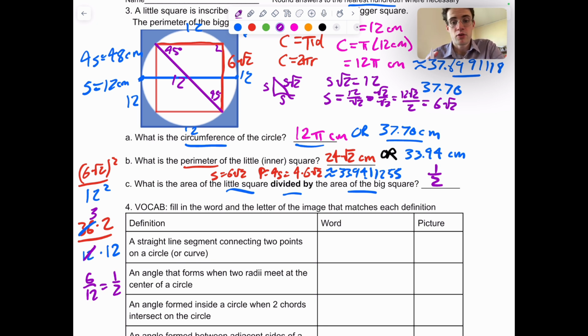Now, for the units, there actually won't be any units, even though it's area, so you'd think it's centimeters squared. It's area divided by area. So we're getting centimeters squared divided by centimeters squared, which cancel out. So it's just a ratio, you just leave it as 1/2, right? So the answers are 1/2, 24 root 2, or again, you could round that value, and 12 pi centimeters.